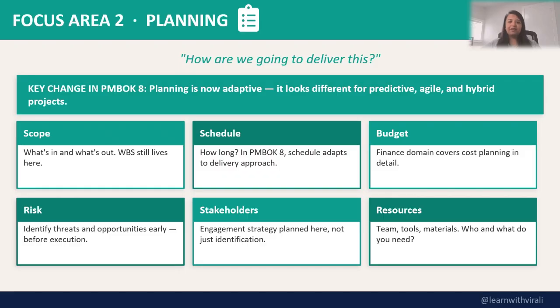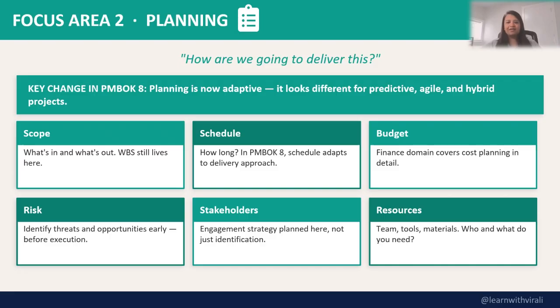So that's where the finance performance domain covers cost planning in detail. Next would come in is the risk. So you would basically identify the threats and opportunities before execution and not during executing the project. Please remember. Now, stakeholders would be the next part. That's where they're not just identified here, but in full engagement, basically understanding how the strategy is planned and how it is going to be put into place.